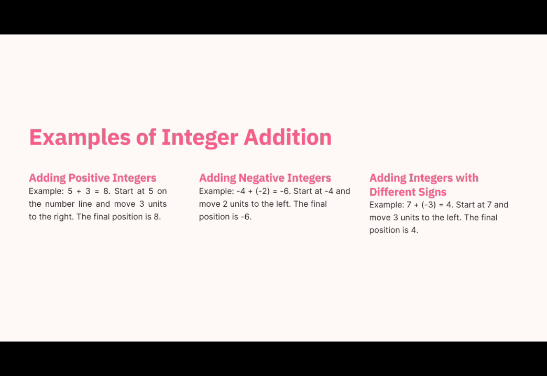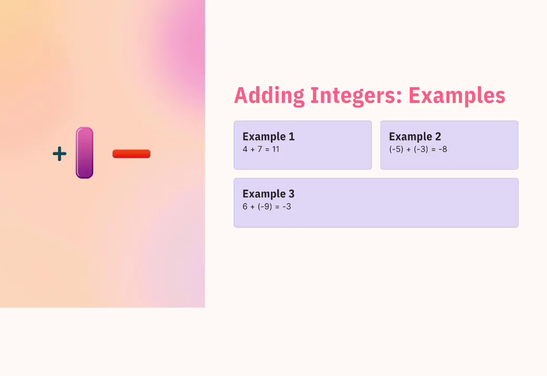-6. The last one, adding integers with different signs. Example, 7 plus -3 equals 4. Start at 7 and move 3 units to the left. The final position is 4.